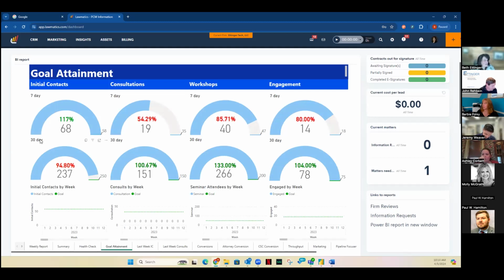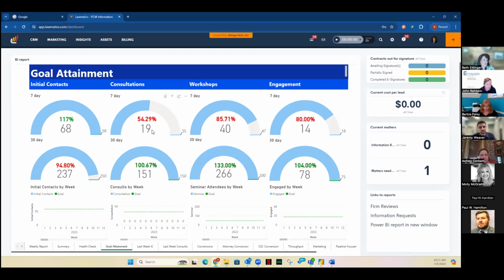Sure. So in the last 7 days, we had 68 initial contacts. Our goal is 58, so we have exceeded that goal. For consultations, workshops, and engagements, we are down a little bit on those goals. But if we look at our comparison for our 30 days and our 7 days, our initial contact at 117% over goal is going to pull that 94% for the 30 days up. So we're moving in the right direction here. On the rest of these, we're kind of moving in the wrong direction.